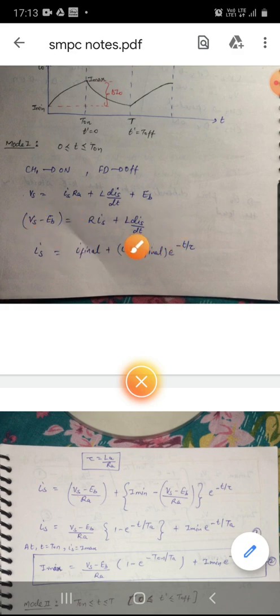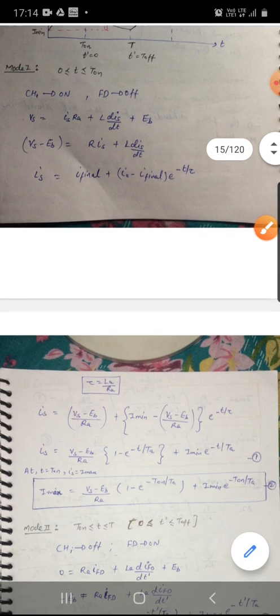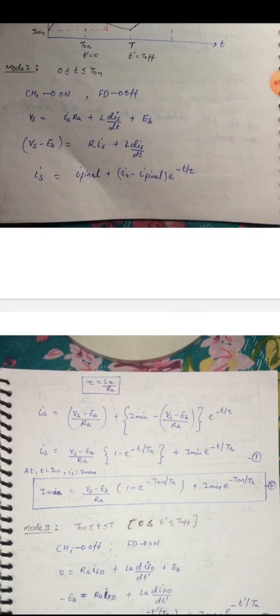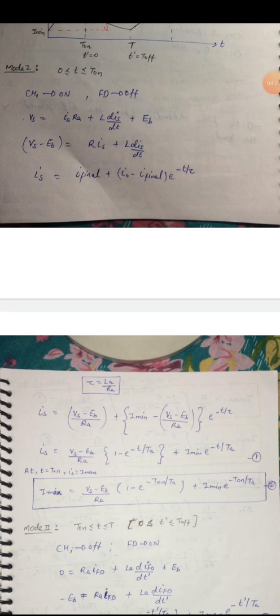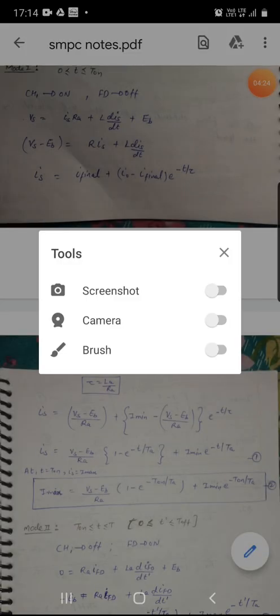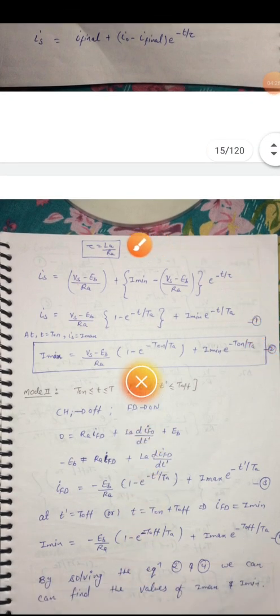Solving this equation, as we have an inductor equation, the source current Is will be equal to I final plus (I naught minus I final) e to the power minus t by tau, where tau is the time constant. It is given by La by Ra, because in an RL circuit the time constant is L by R. So it is given by La by Ra. This is the time constant, La by Ra.